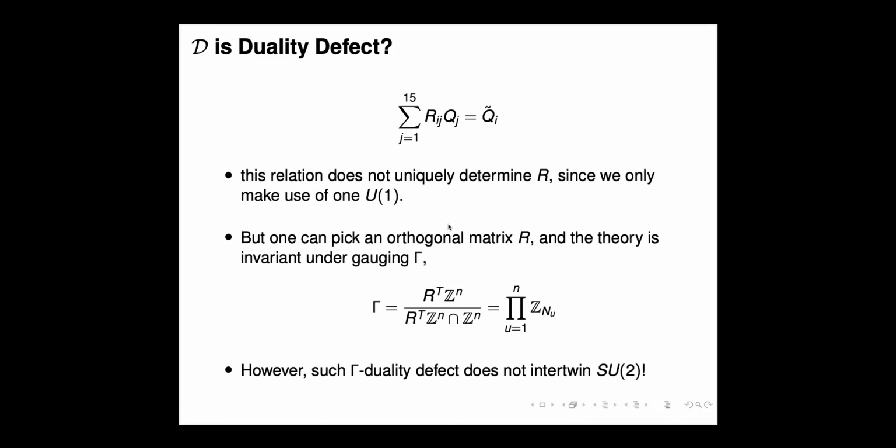Yes, that's right. Or in other words, after folding, the corresponding boundary condition does not preserve the SU2. It generally transforms under SU2 and becomes another boundary. Yeah, that's right. So it's not good.